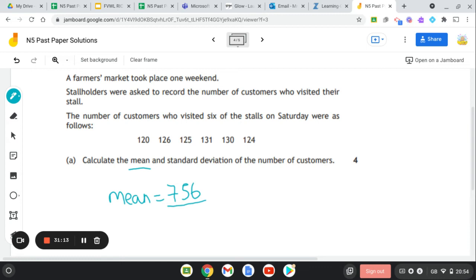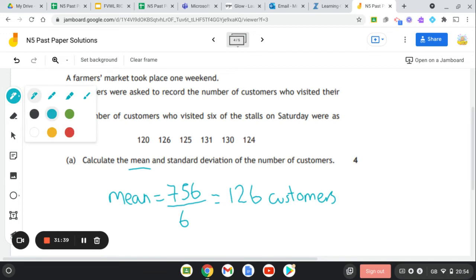Now, we're then dividing by 6, because that's how many we had added up all together. And 756 divided by 6, we get 126. Now remember your units, so we're talking about customers. So the mean is not just a number, the mean tells us that the average customers is 126 over those stalls. Now the next bit that we want to work out is the standard deviation.